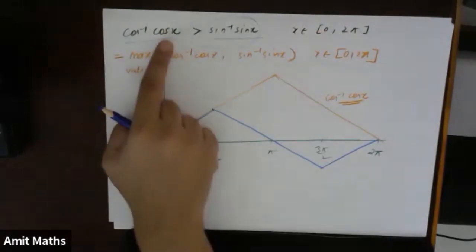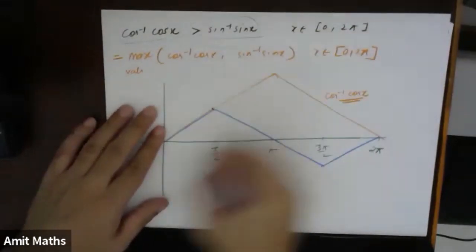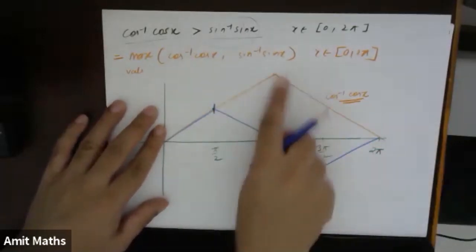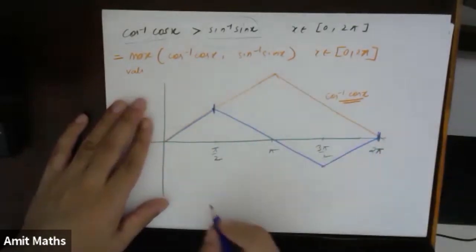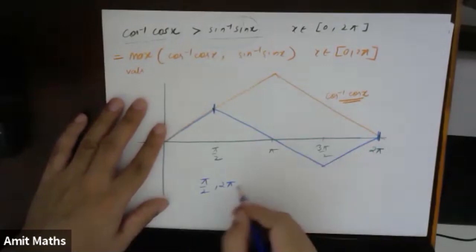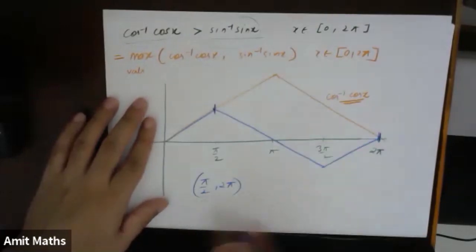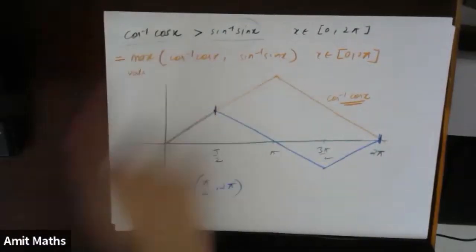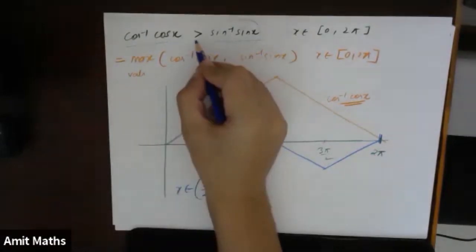Now just check where cos inverse of cos x is greater than sine inverse of sine x. These two become equal first at pi by 2, and then everywhere else cos inverse cos x has the greater value, and then they are again equal at 2 pi. So everywhere between pi by 2 and 2 pi, cos inverse cos x is greater than sine inverse of sine x. So x belongs to the open interval pi by 2 to 2 pi. Understood, everyone? It will be in open brackets because they have strictly said greater than.